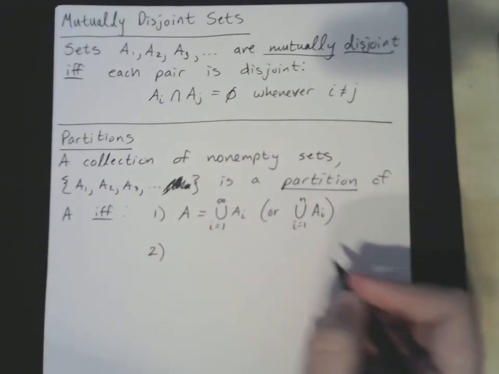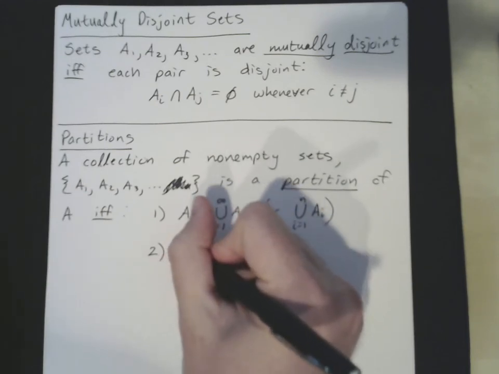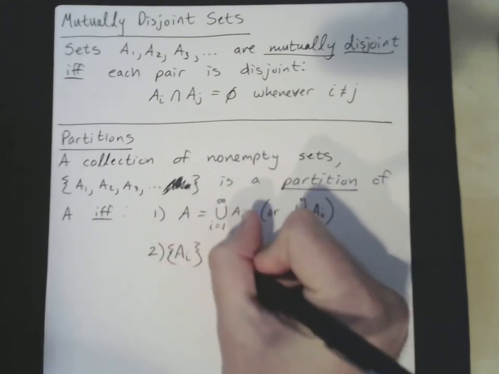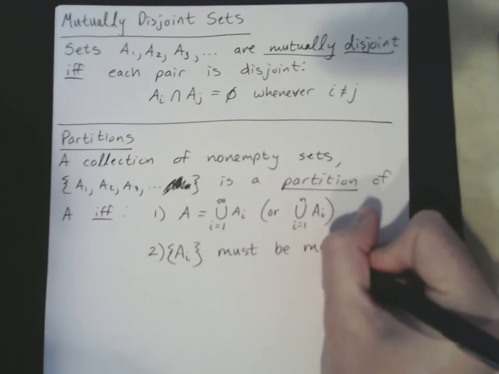And the second thing that also has to be true is that the sets A sub i must be mutually disjoint.